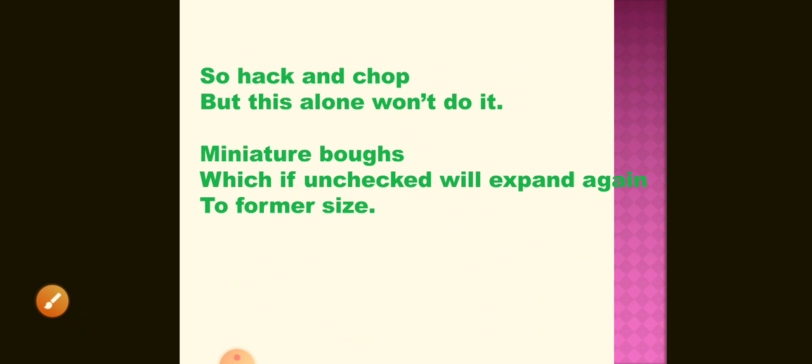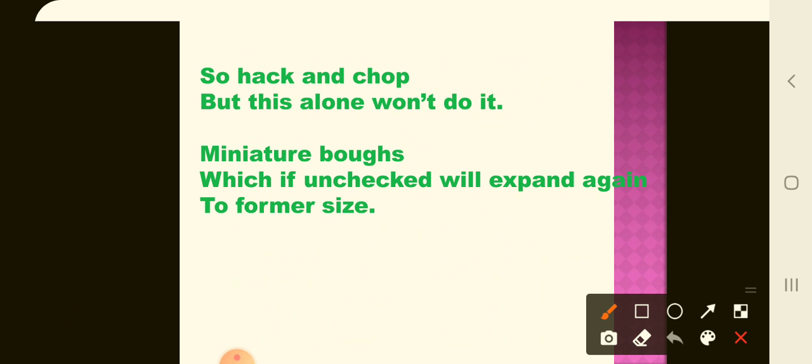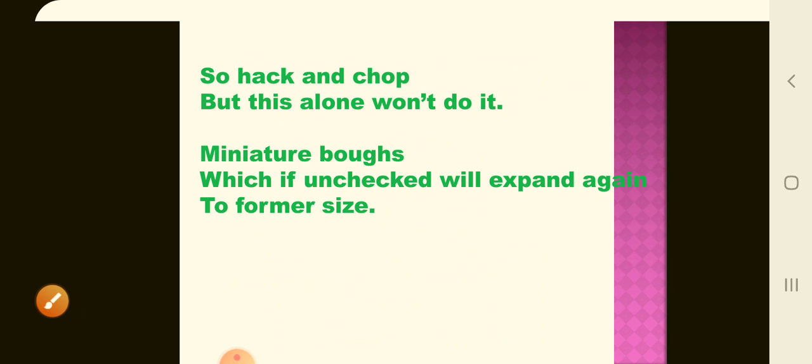See the next example. "So hack and chop, but this alone won't do it." After chop, no punctuation marks. "Miniature bows, which if unchecked will expand again to former size." Again no punctuation mark. So this is what we call enjambment. I hope you have understood this.